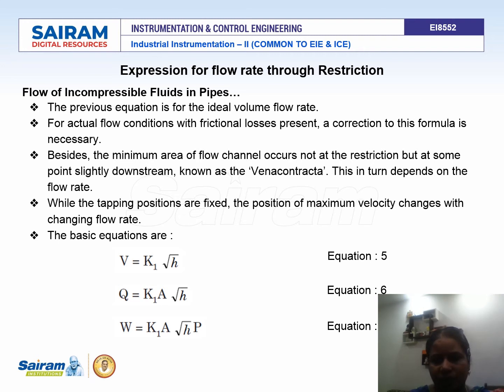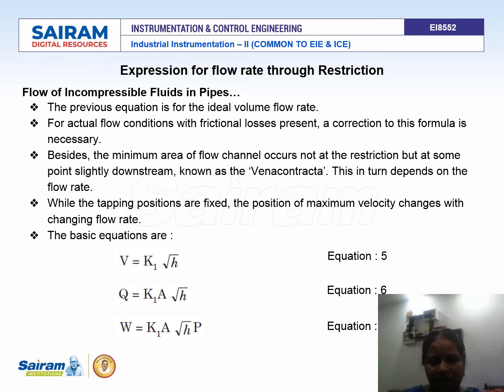minimum area of the flow channel occurs not at the restriction, but at some point slightly downstream known as the vena contracta. This in turn depends upon the flow rate. When tappings are fixed, the position of the minimum area and maximum velocity changes with the changing flow rate.